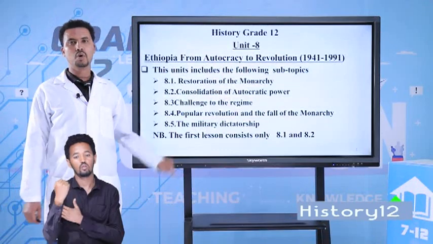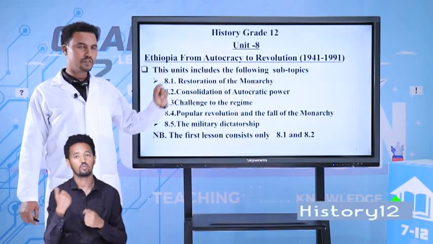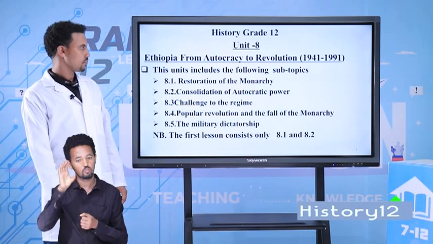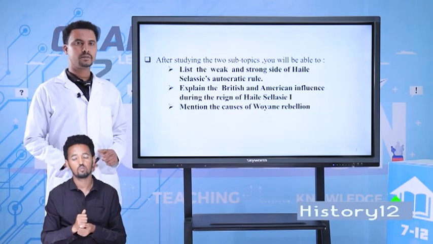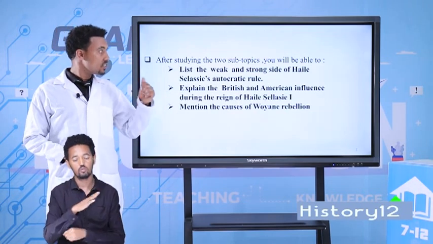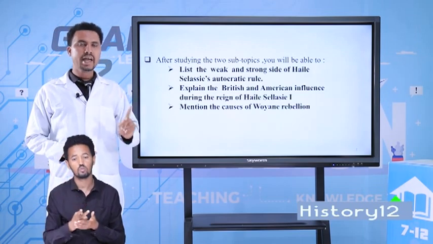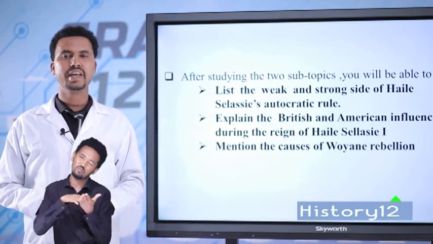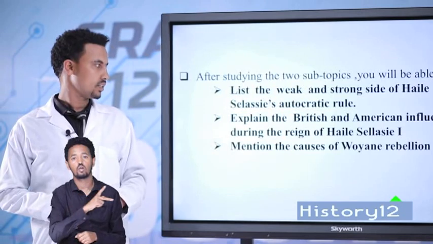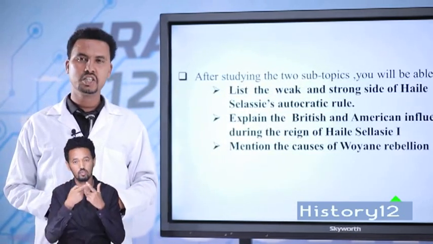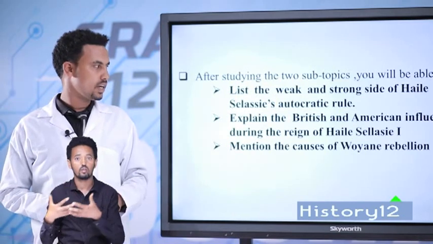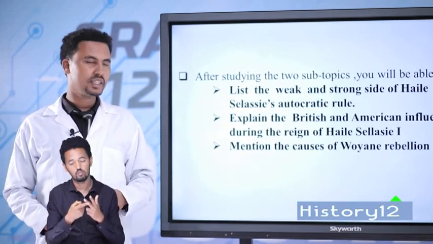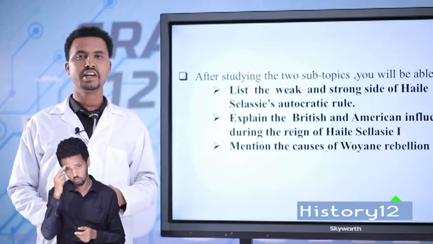The first lesson consists only of restoration of the monarchy and consolidation of autocratic power. Student, after studying these two subtopics, you will be able to list the weak and strong sides of Emperor Haile Selassie I. Second, explain the British and American influence during the reign of Emperor Haile Selassie. The third one, mention the cause of the Wayane rebellion.